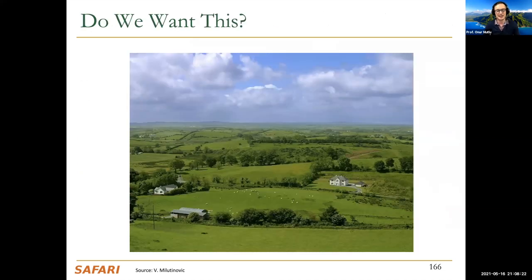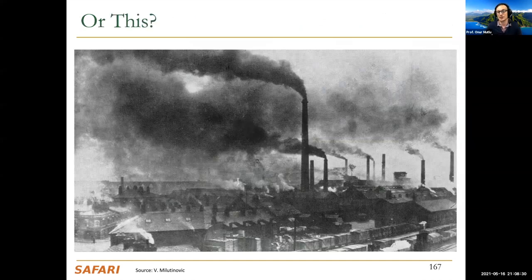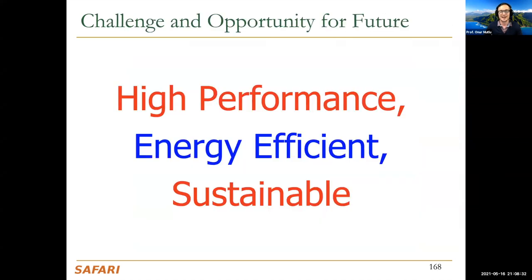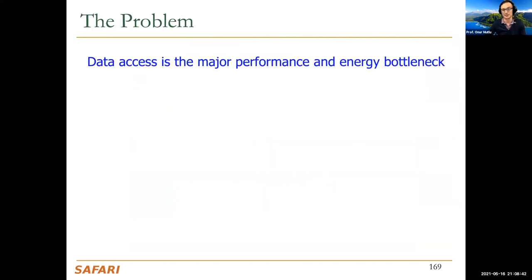And I think this cuts to the heart of what we're going to tackle in the next 10 to 20 years, which is sustainability and climate. Do we want this or a world we cannot live in? And I will argue that we want certainly energy efficiency and sustainability, but we also want high performance so that we can actually solve the problems. The question is, of course, how do we get best of all of these worlds?